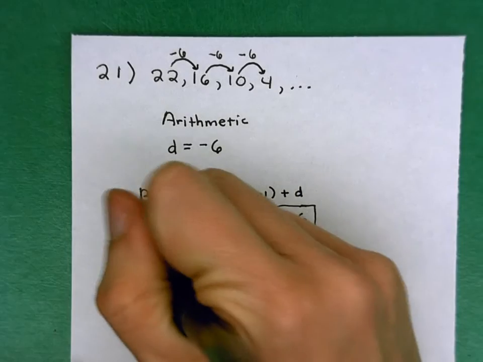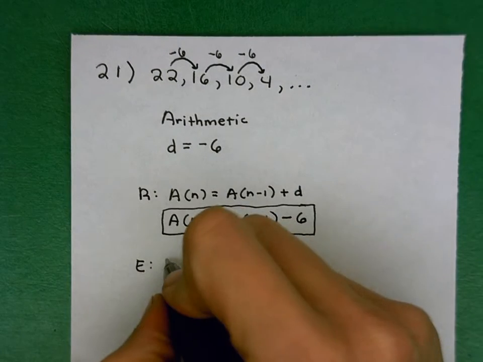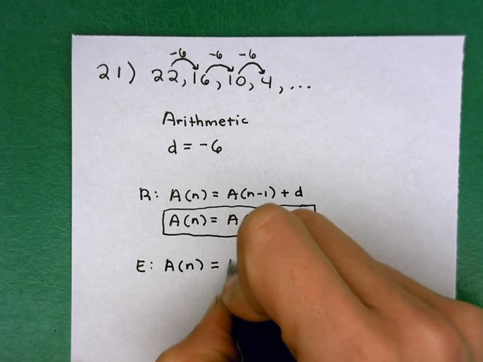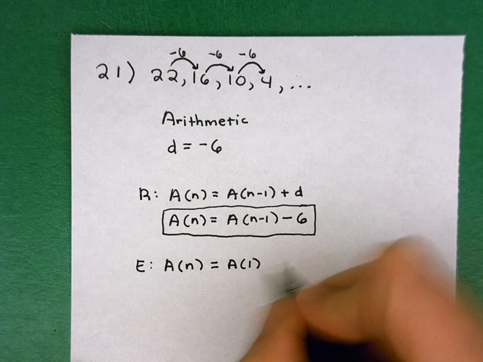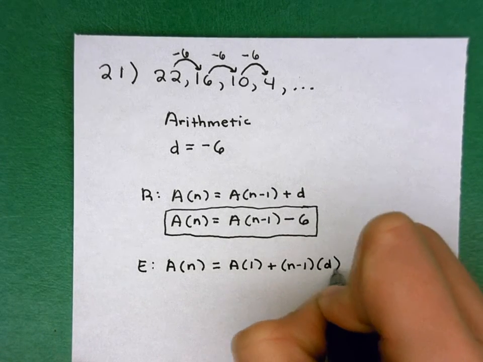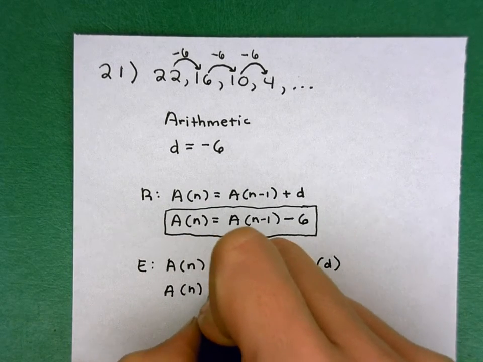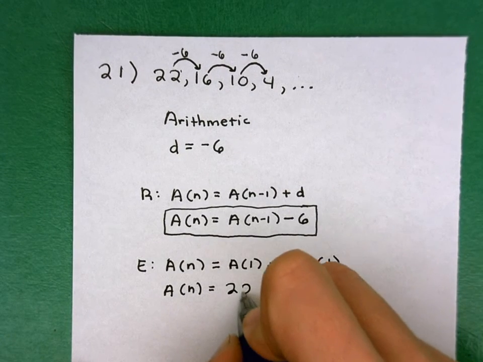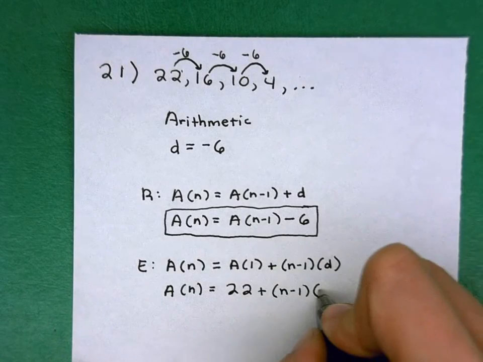The explicit formula is nicer for those further away terms, like 220, because the explicit formula is what we were looking at in number 15. And it says A of n equals A of 1, which is going to be my first term, plus the quantity of n minus 1 times my d. And so for this particular sequence, a of n equals, my first term in this sequence was 22, plus n minus 1 times my d, which was negative 6.